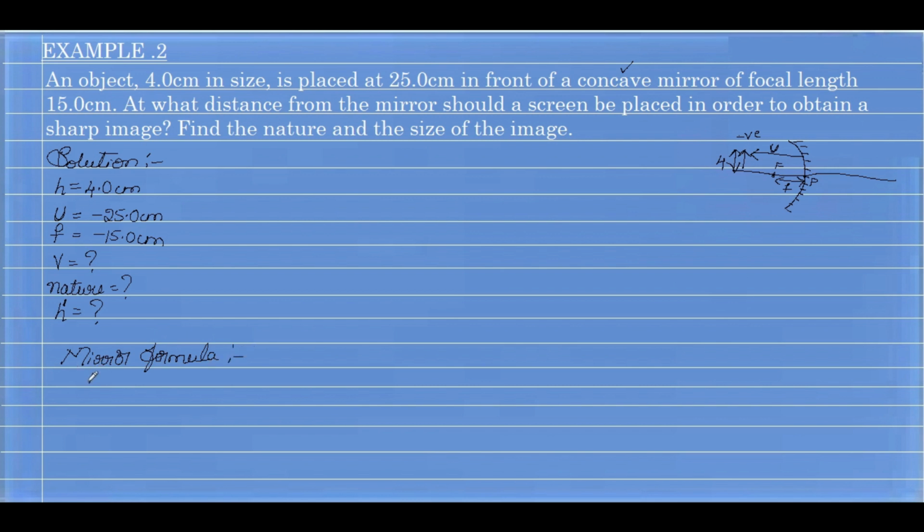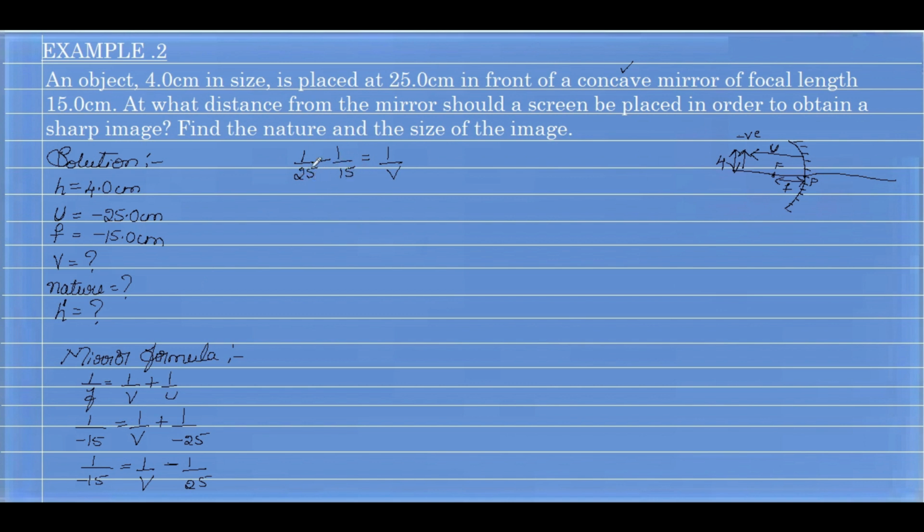So the mirror formula is given by 1 by f is equal to 1 by v plus 1 by u. So 1 by f is minus 15, is equal to 1 by v, which we need to find out, plus 1 by u, which is minus 25. Okay, so 1 by minus 15 is equal to 1 by v, plus into minus is minus 1 by 25. So in the next step I will take this minus 1 by 25 to the left hand side. It will become plus 1 by 25. Here minus 1 by 15 is there. It will become minus 1 by 15 plus 1 by 25 is equal to 1 by v.